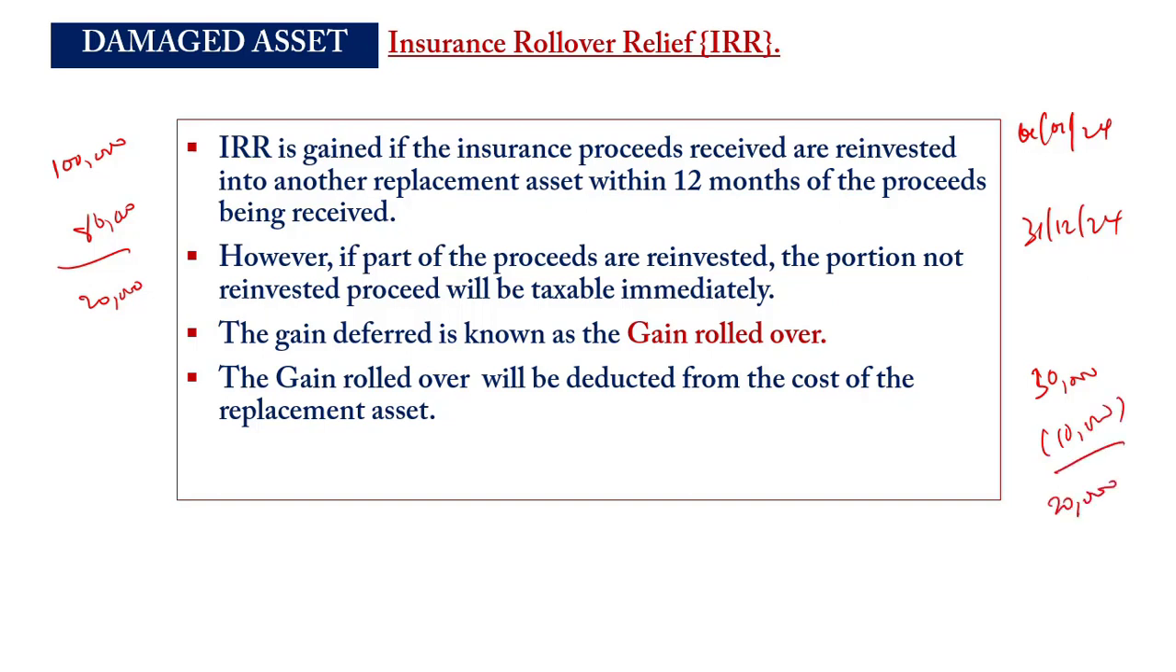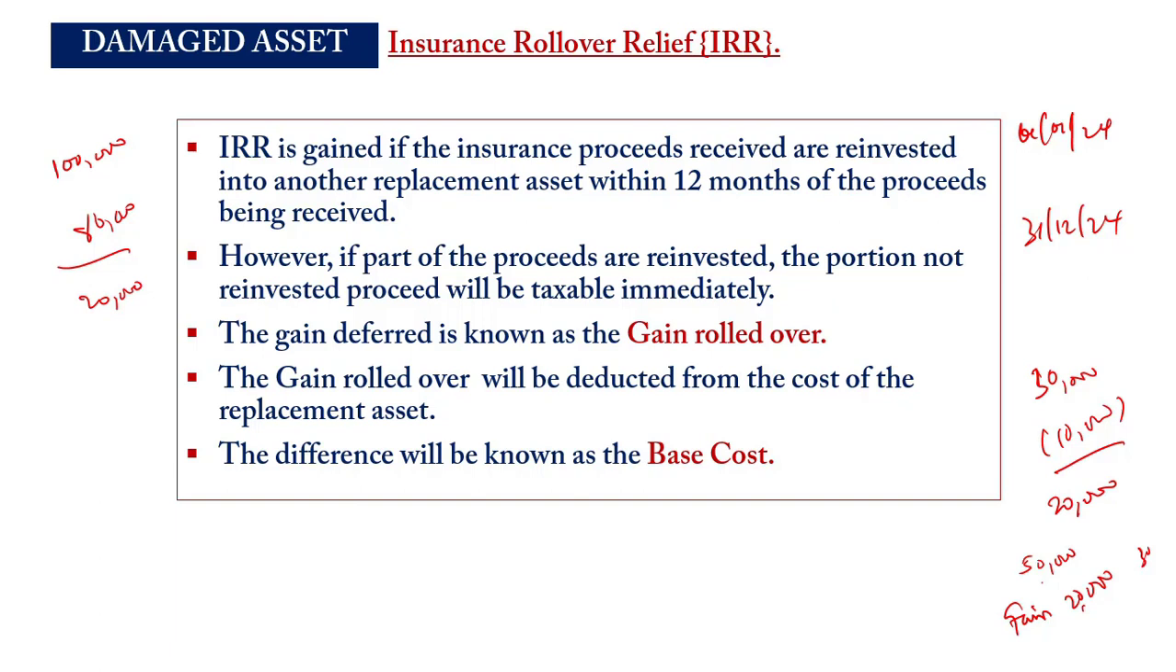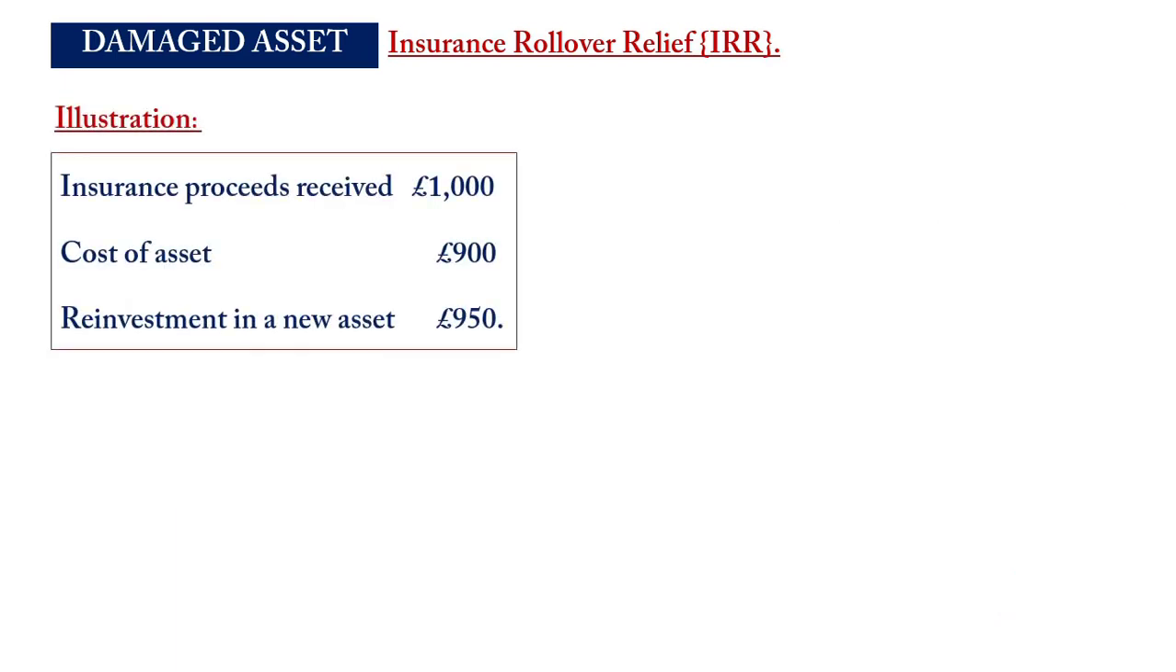Whenever you sell this asset for 50,000, if not for the relief, the gain would have been 20,000, which is the 50 less the 30. But because of the relief, the gain will now be 30,000. So all that you are doing is just postponing the taxing of the gain into the future. You are not being exempted from it. The difference between the cost of the replacement asset and the gain rolled over is what we call the base cost.